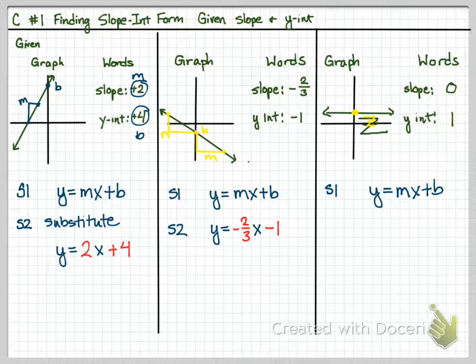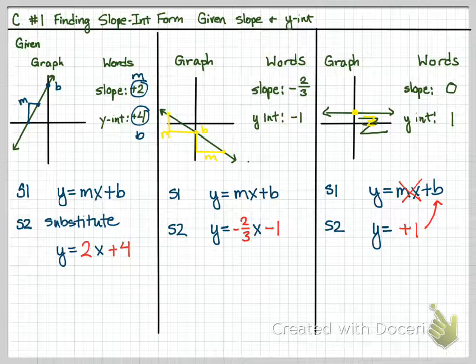So step 1, y equals mx plus b. Step 2, let's substitute. Instead of m, it's 0, so 0 times anything is 0, so we cross that out. Our y-intercept will be 1, so we plug in 1 for b. So our equation is just y equals 1.